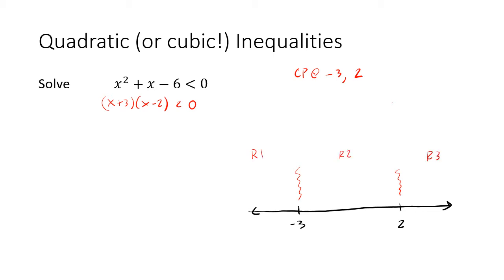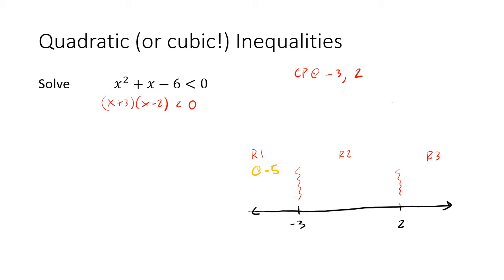What we're going to do is select a value somewhere less than -3, so in region 1. Select a value between -3 and 2, so in region 2, and then a value greater than 2 in region 3. It doesn't matter what you pick, but you should pick numbers that are easiest for you to compute. So for example, let's test at -5 here. And this is what you do.